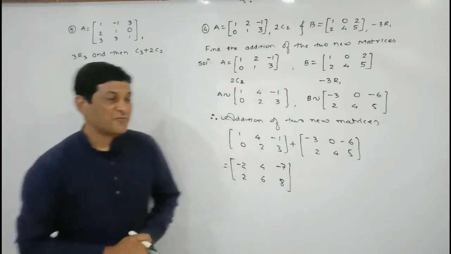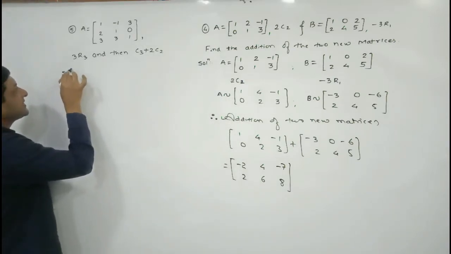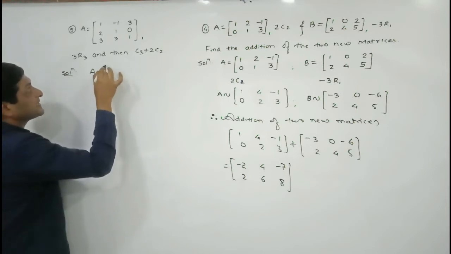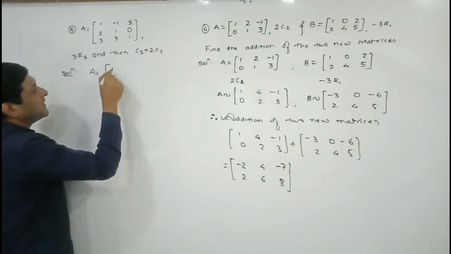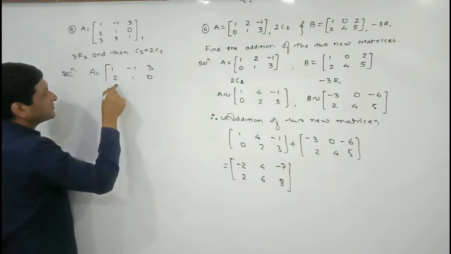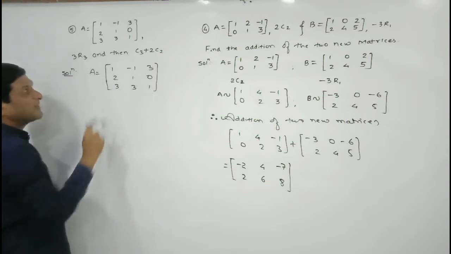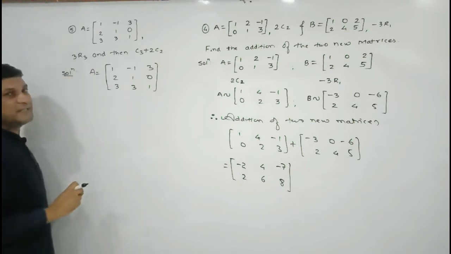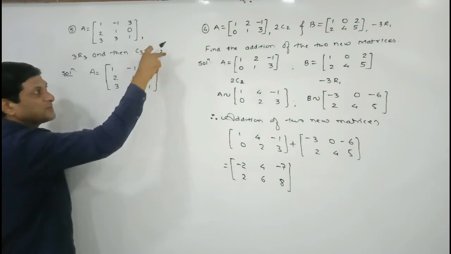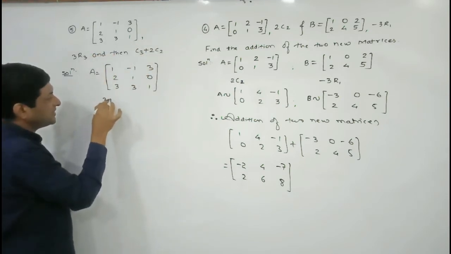Now see question number 5. In question number 5, one matrix is given to us. So let us consider the given matrix. A is one matrix. The elements of this matrix are 1 minus 1 3, 2 1 0 and 3 3 1. So which operations do we have to perform on the elements of this matrix? The first operation is 3R3. So first we perform this operation and then perform the other operation on the element of the third column.